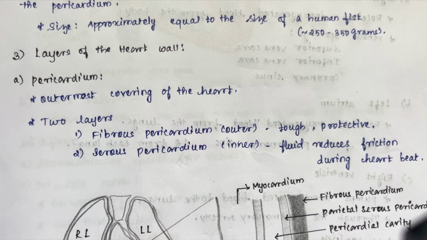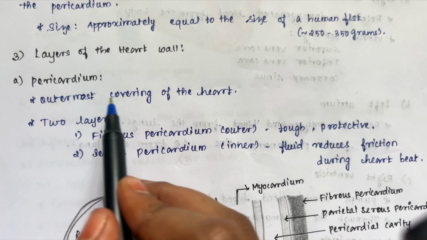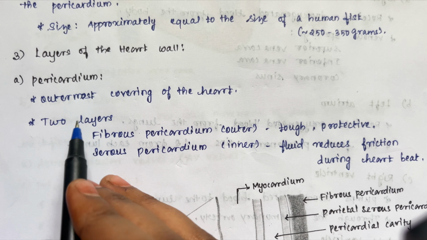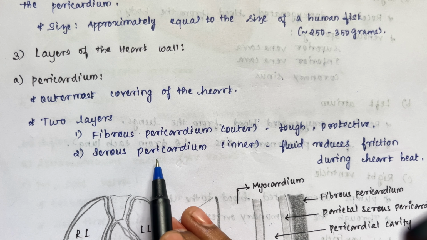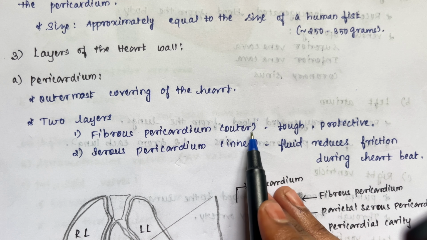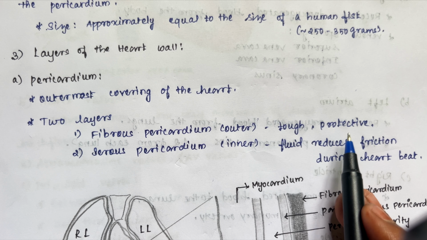Now let's look at the layers of the heart because each layer has a very important job. There are three major layers. We'll see one by one. First, we are going to see about the pericardium. This is the outermost covering of the heart and it has two layers, which is fibrous pericardium and serous pericardium. The fibrous pericardium is the outermost layer and this is tough, durable and protects the heart.